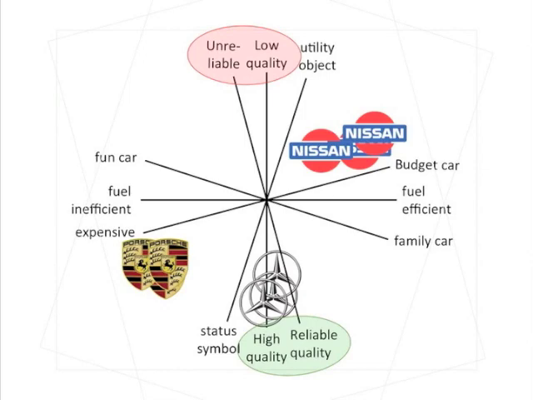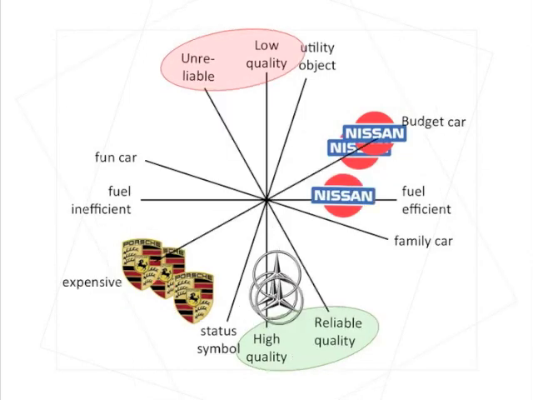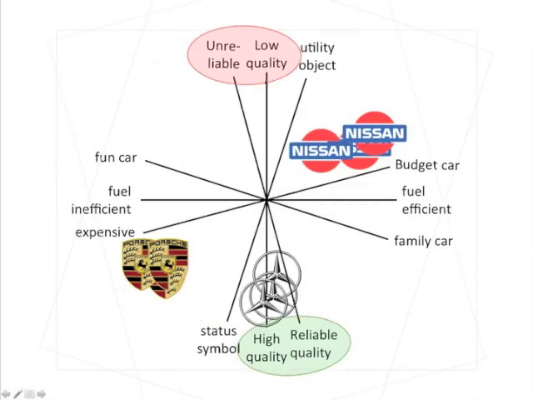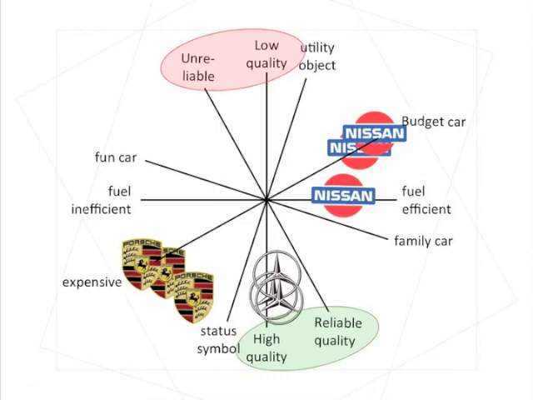This is the solution we had before. This is the solution we have now. They're all close together, as close as possible. But you see that the constructs, the unreliable versus reliable quality construct, has moved a bit. It's not as close to low quality as it was before.